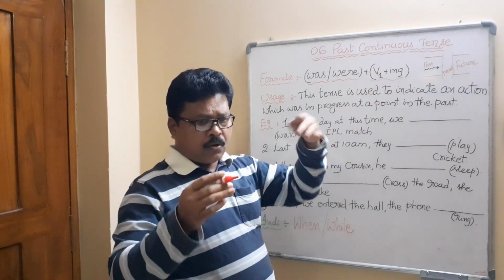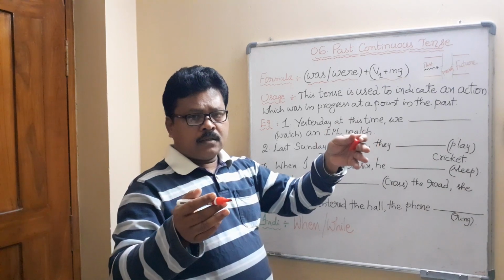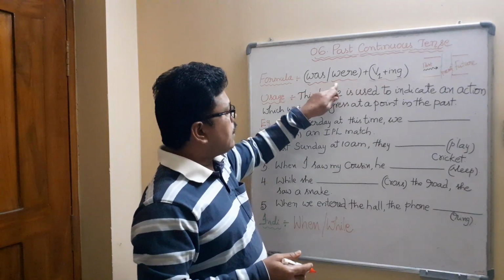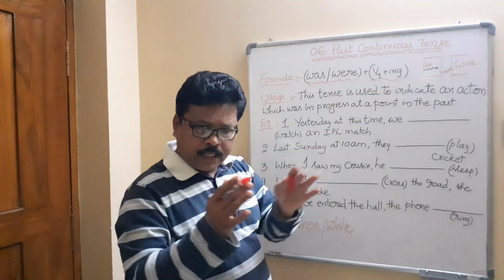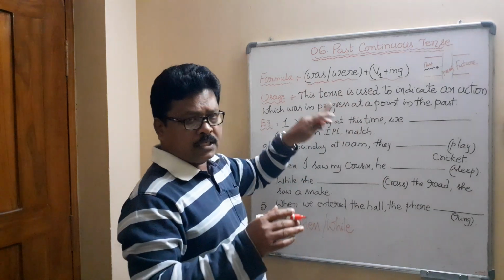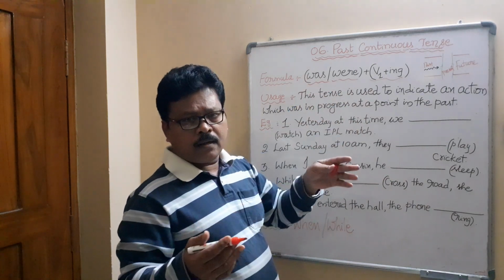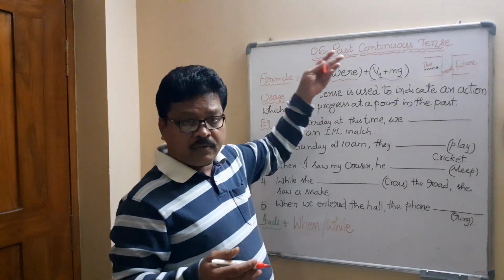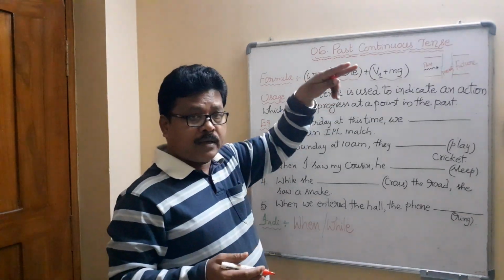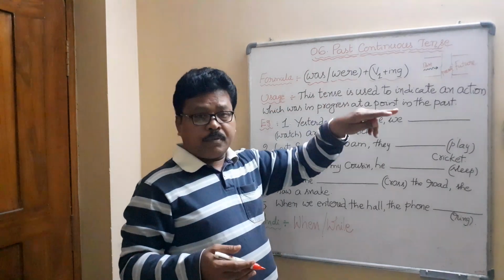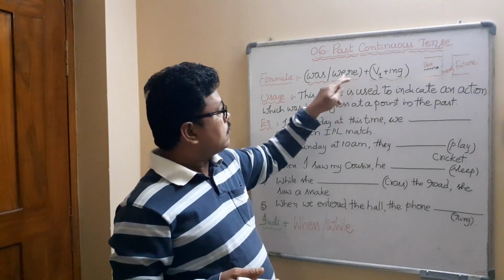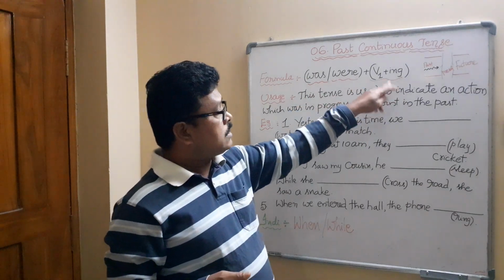We say going, we don't say went. Seeing, we don't say saw. So V1 plus ing. This is past, this is continuous, together past continuous tense. Was for singular, were for plural. I was, he was, they were, we were, the students were, he was going, they were going, he was playing, they were playing, he was preparing, they were preparing. So was or were plus V1 plus ing form.